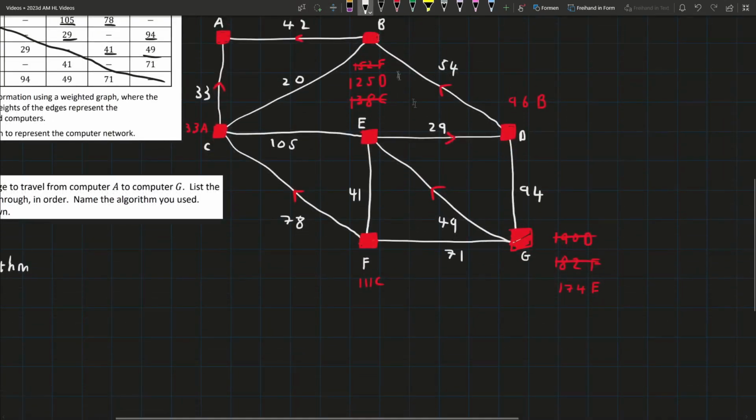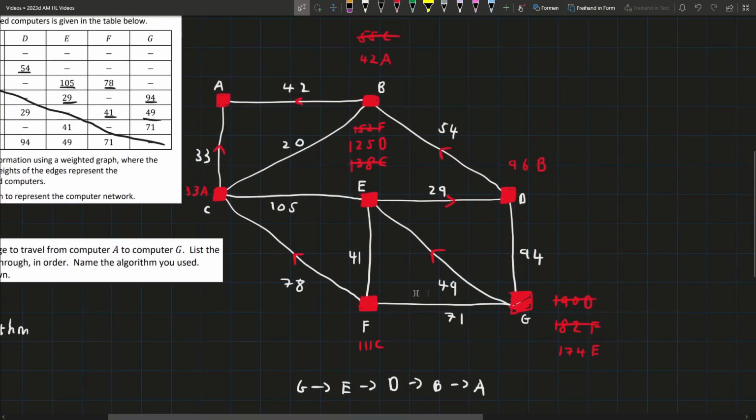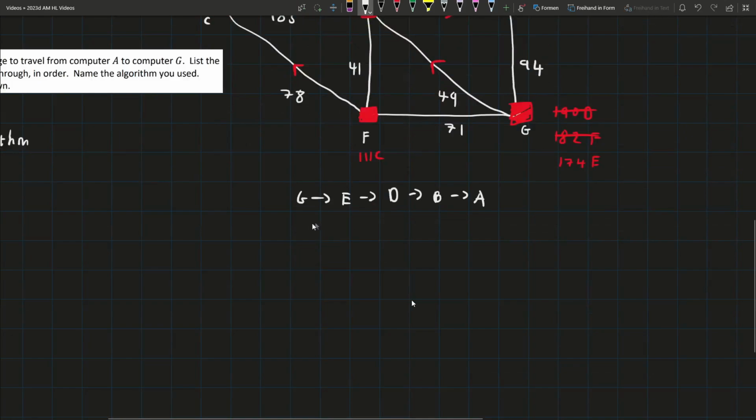So if we just start at G and follow the path, we're going to go from G to E, and then from E to D, from D to B, and then from there to A. But of course we're starting at A, so it says from A to G. And yeah, I just followed the path here: G to E, E to D, D to B, B to A. We can just reverse that to go from A to G.